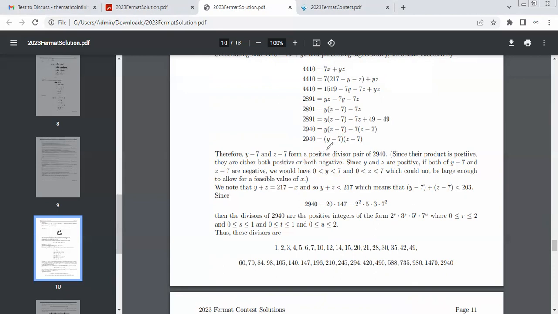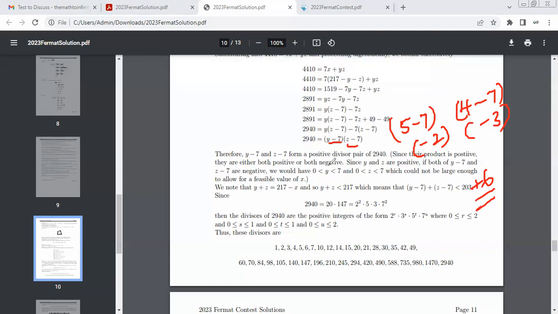So the value of y and z ranges from 0 to 7, 0 to 7. Is it clear? For example, let me substitute the value as 5 maybe. I will have 5 minus 7 for y. Let me substitute the value of z as 4. It will give me 4 minus 7. So this is going to be minus 2 and this would give me minus 3. Negative into negative will turn into positive. It will give me plus 6. So I'll be able to obtain the divisor as positive.